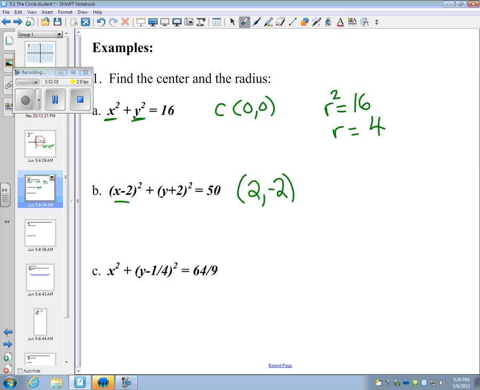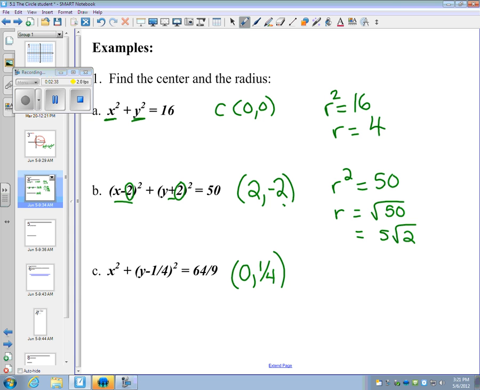In this case, I know that the center must be at 2 and negative 2. Notice I said this must be 2 because it's minus h, and then it's minus k. Since that's a plus there, this must be a negative. Its radius squared is equal to 50, so its radius is the square root of 50, which is 5 root 2. Next up, this one here. Its center's x value is going to be 0, and its y value is going to be 1/4. Its radius squared was 64/9, so its radius must be 8/3. I square rooted both the top and the bottom.